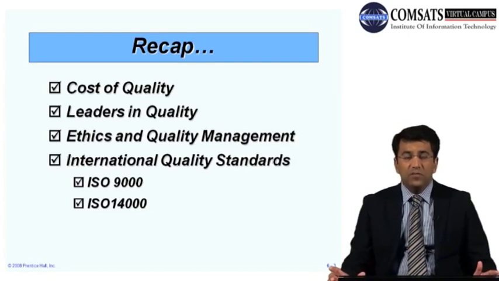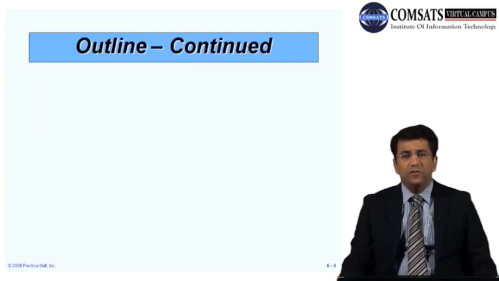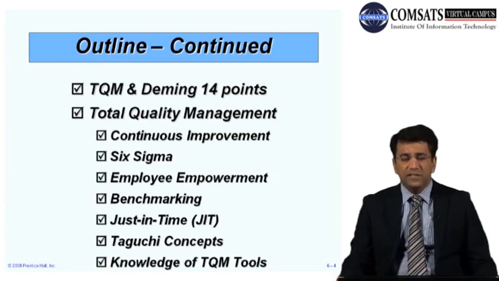We should also care about the environment as well, and we discussed some international quality standards like ISO 9000 and ISO 14000, the environmental standards, and how these organizations provide guidelines to other organizations all over the world on how they can maintain quality in their organizational setting. So this is a brief review of what we discussed in the last class.